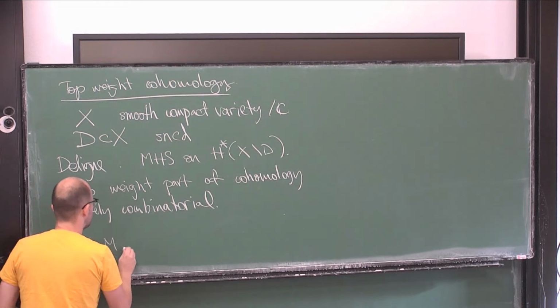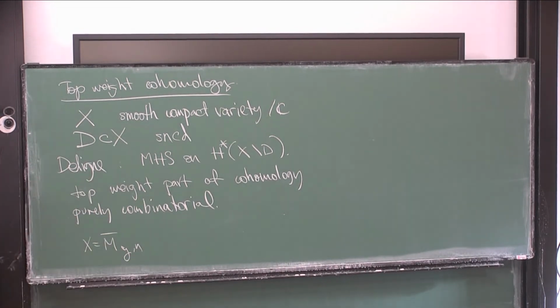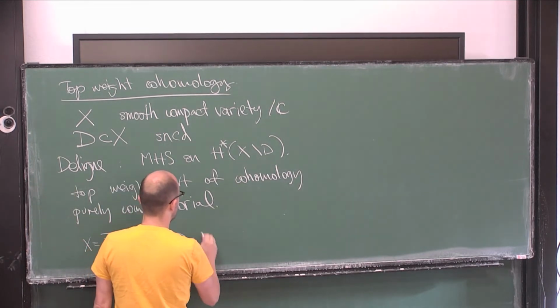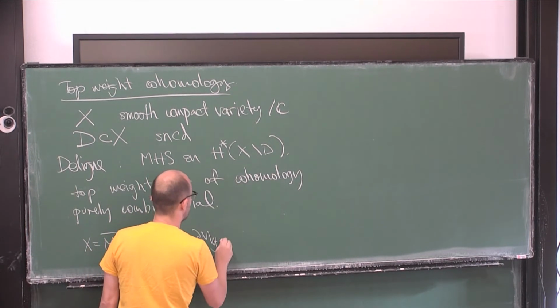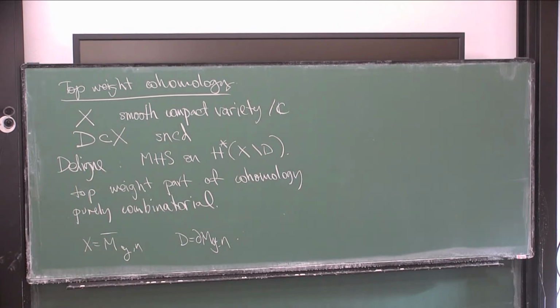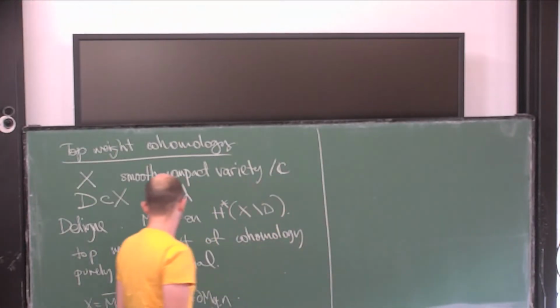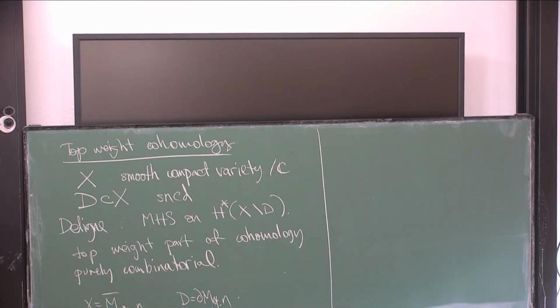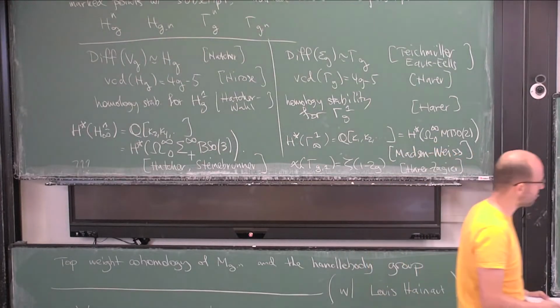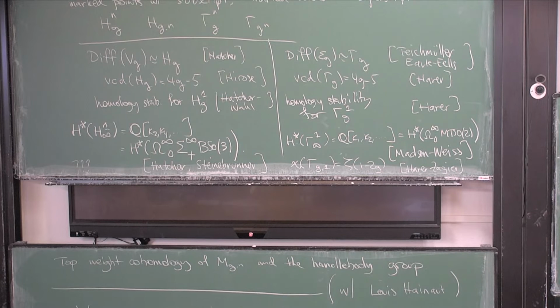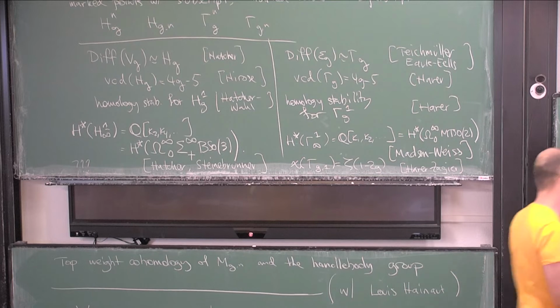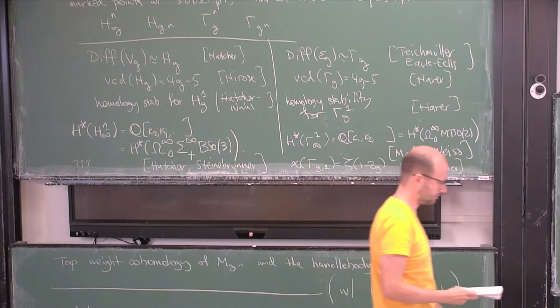Now in the particular case that X is M_{g,n} bar, and the boundary is the complement of the open moduli space M_{g,n}. And that's a normal crossings divisor. It's not strict, but close enough. And this purely combinatorial description of the top weight part, in this case, very naturally is a graph complex. Top weight cohomology of M_{g,n} is given by a graph complex.